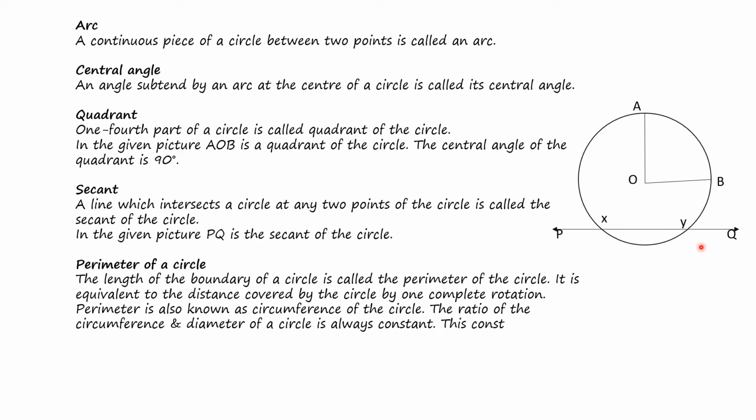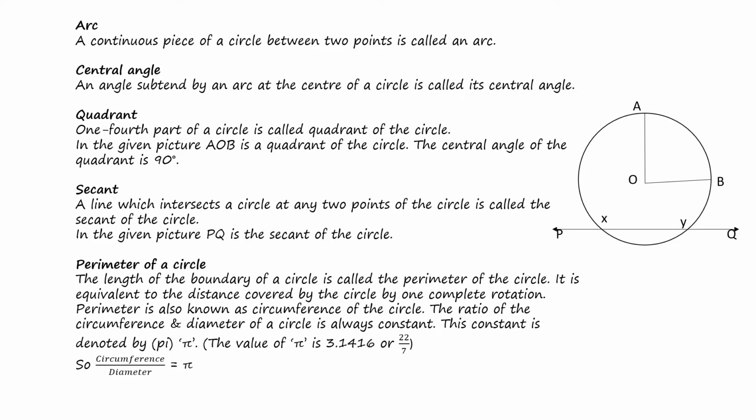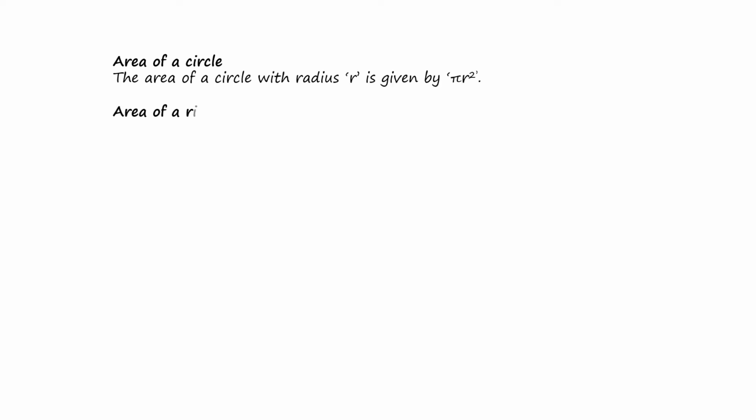The ratio of the circumference and diameter of the circle is always constant, and this constant is denoted by pi. The value of pi is equal to 3.1416 or 22/7. So circumference by diameter equals pi, or we can say circumference equals pi into 2r. 2r is the diameter, so it is nothing but 2 pi r. Area of a circle. The area of a circle with radius r is given by pi r square.